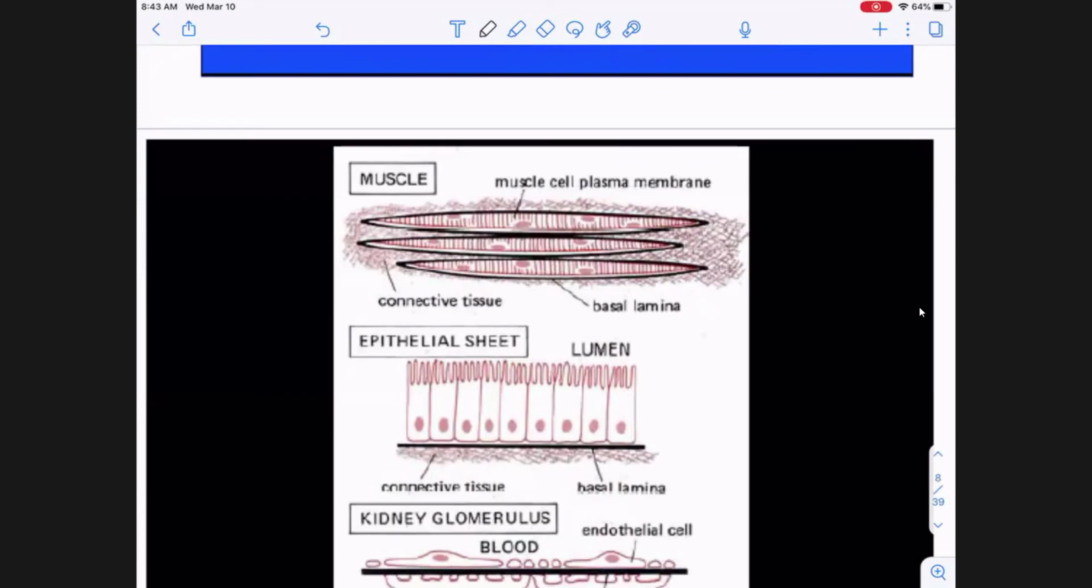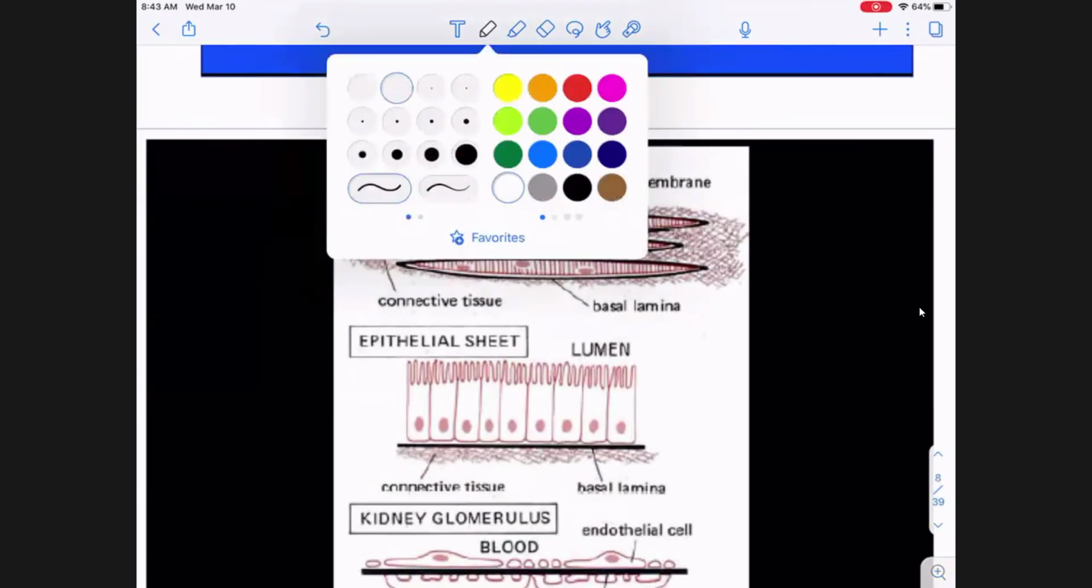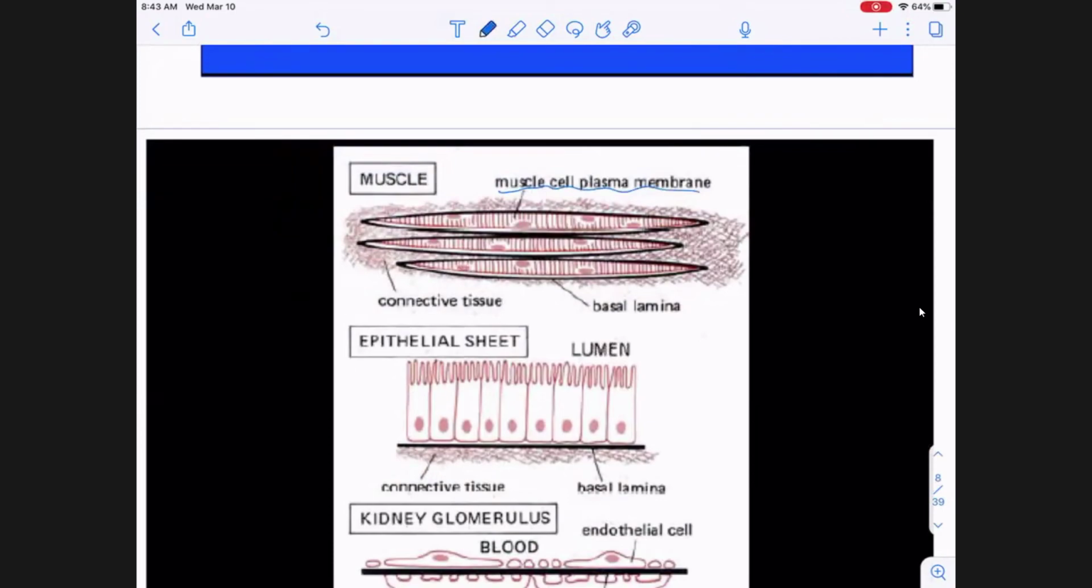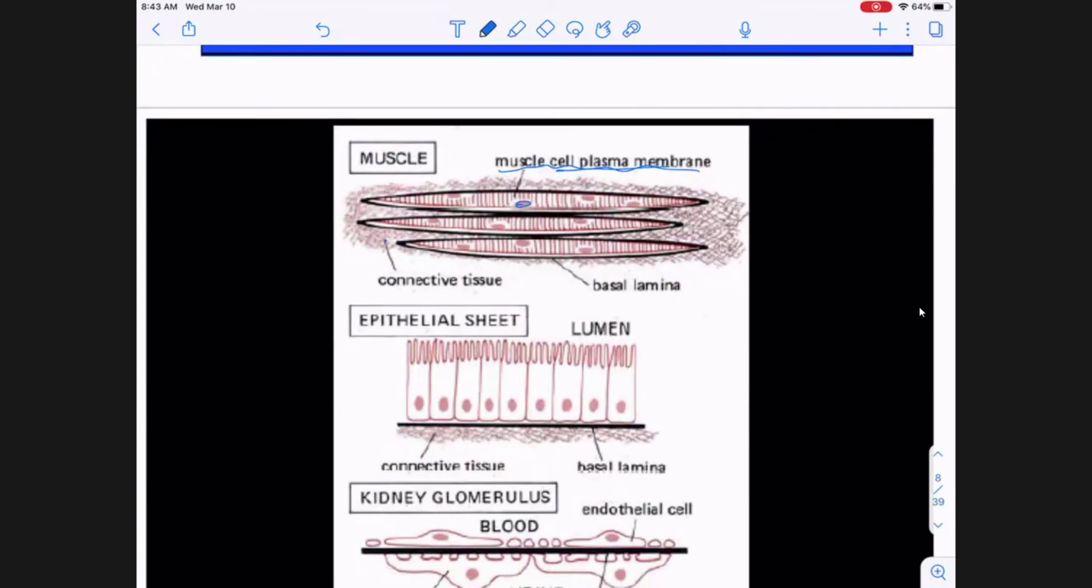So look at this one, it's a muscle. That's the muscle plasma membrane. Plasma membrane means it's a bilayer structure. Muscle cells generally have a striated structure, or they are aligned together. We will give a few more details in the next several slides. The cells live in connective tissue, and they also have a basal lamina film to separate the connective tissue from them.